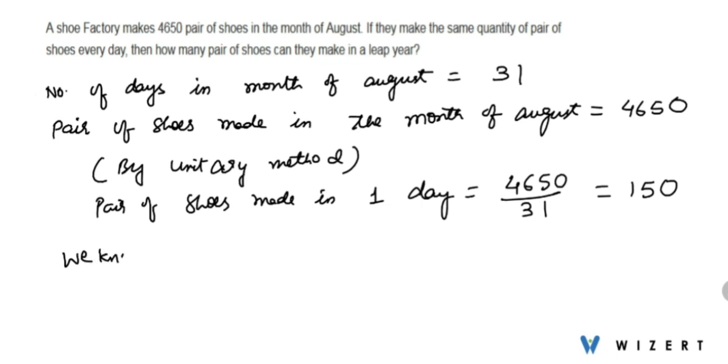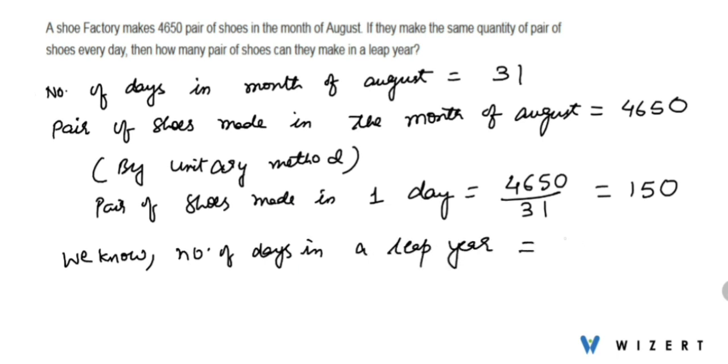Now we know that in general there are 365 days in a year, but the number of days in a leap year, because it is given in the question, the year is leap year. So leap year has one more day than the normal day years. So 365 plus 1 is 366 days. So a leap year has 366 days.